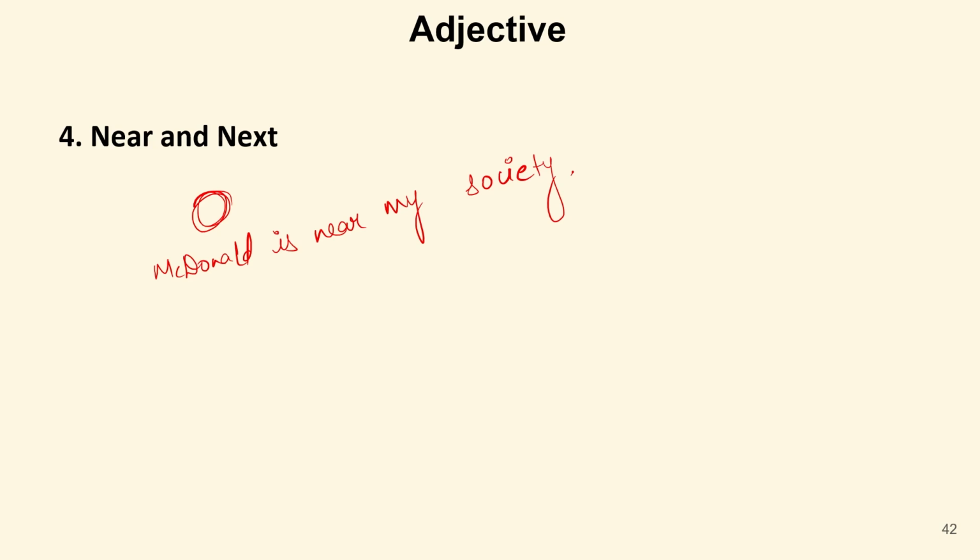But if I say next, next means the second one. For example, there is one shop A and there is shop B, so we can say B is next to A. B is next to A.